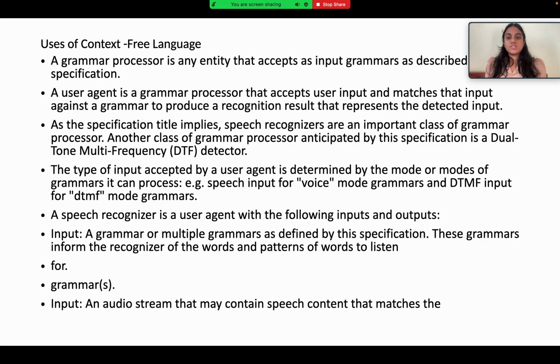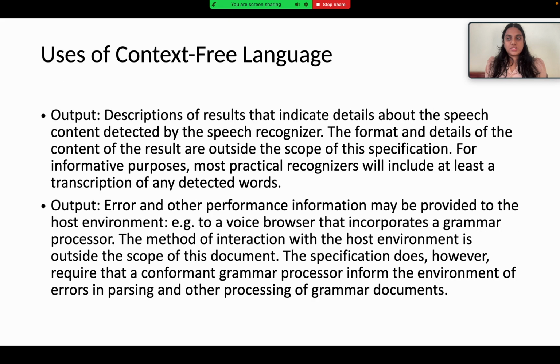A speech recognizer is a user agent with the following inputs and outputs. First input, a grammar or multiple grammars as defined by the specification. These grammars inform the recognizer of the words and patterns of words to listen for. Next is input, an audio stream that may contain speech content that matches the grammar. Next, output, descriptions of results that indicate details about the speech content detected by the speech recognizer. The formats and details of the content of the result are outside the scope of this specification.